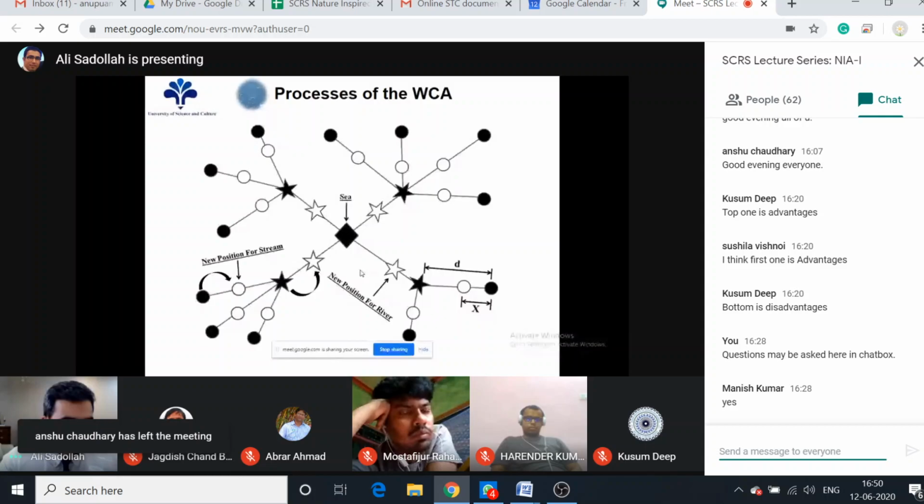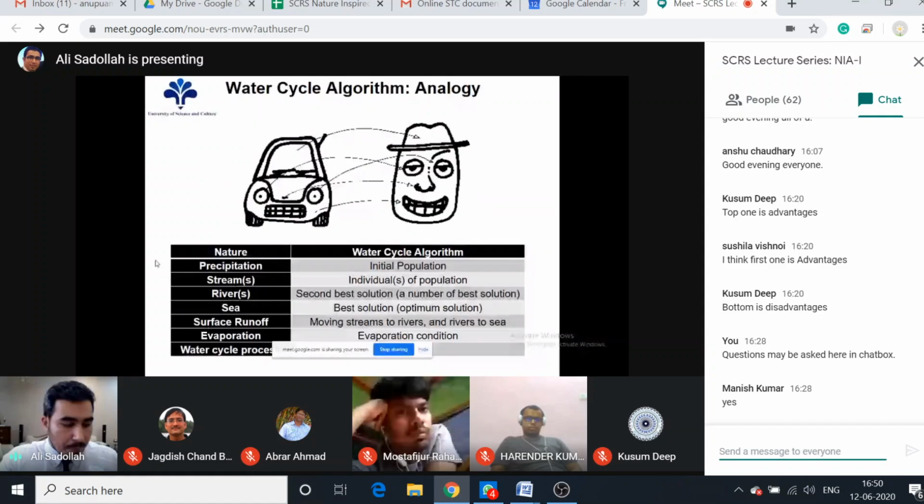So, as an analogy of the water cycle algorithm in nature, here in nature we have precipitation. In the water cycle algorithm we have an initial population of streams. Streams are individuals of the population. In nature we have a stream; in the water cycle algorithm, individuals of the population are called streams. And the best stream is the sea, the second best is river 1, the third best is river 2, and the fourth is the third river, if I'm not mistaken. So rivers are the second best solutions, a number of best solutions. If we have one river, in fact the second best solution would be the river.